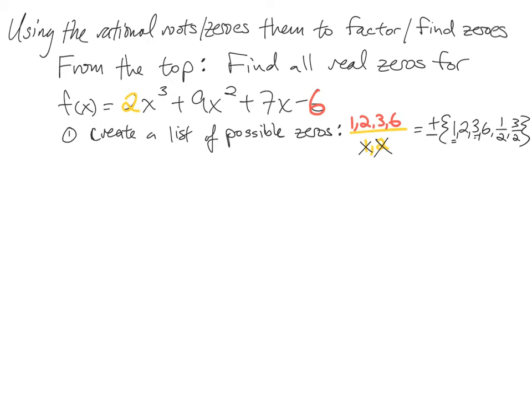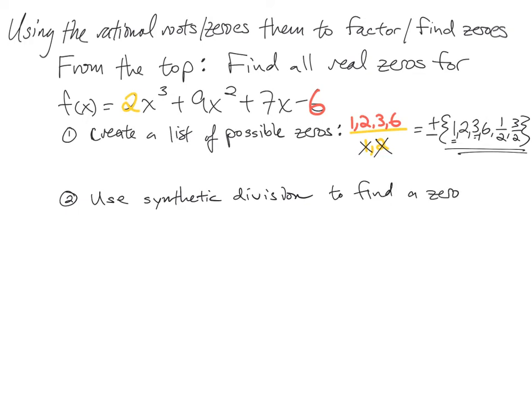So here is my list of zeros. We created a list of possible zeros. There it is. Now, when you are picking a zero for synthetic division, I'm going to give you all a little bit of advice on which values you want to pick first. Use synthetic division to find a zero for the function.